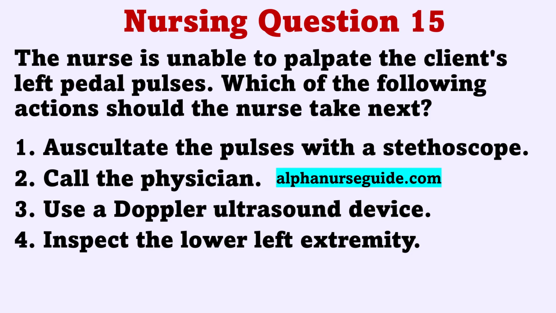When pedal pulses are not palpable, the nurse should obtain a Doppler ultrasound device. Auscultation is not likely to be helpful if the pulse isn't palpable. Inspection of the lower extremity can be done simultaneously when palpating, but the nurse should first try to locate a pulse by Doppler. Calling the physician may be necessary if there is a change in the client's condition.